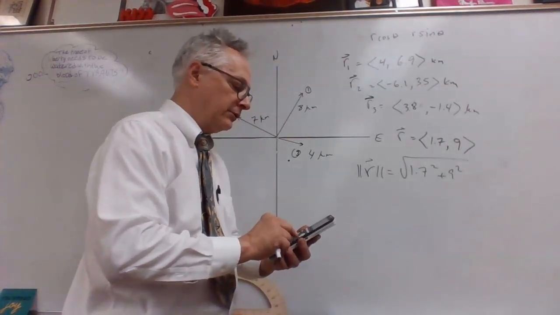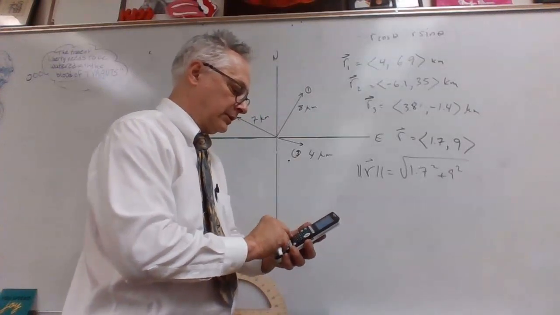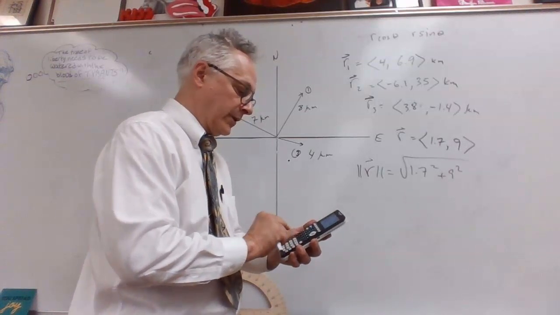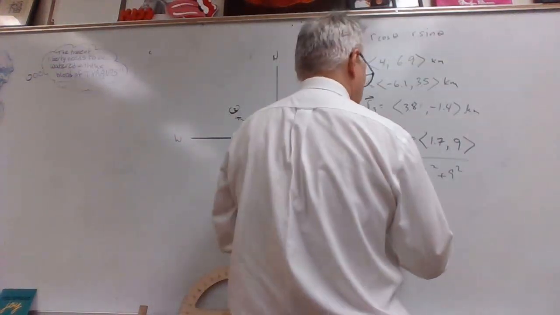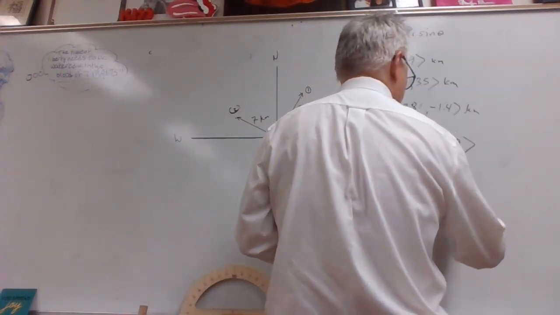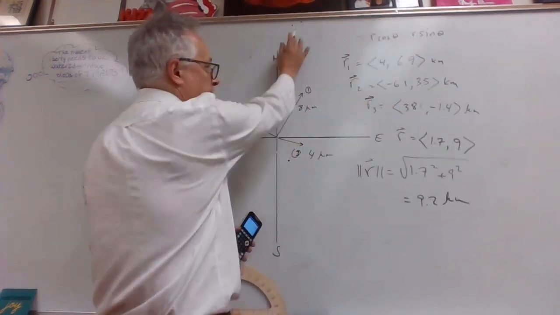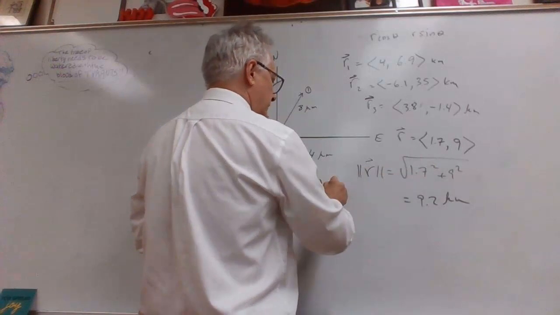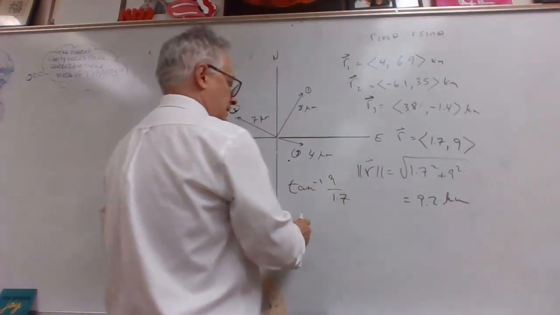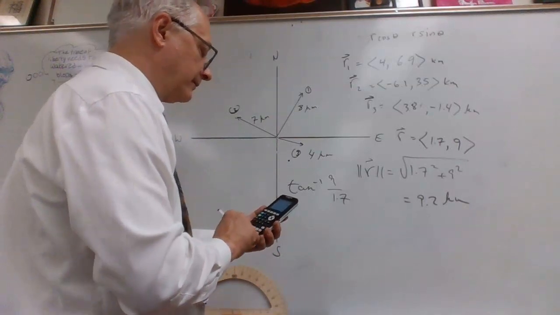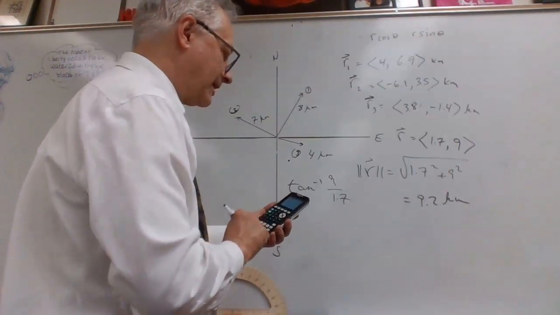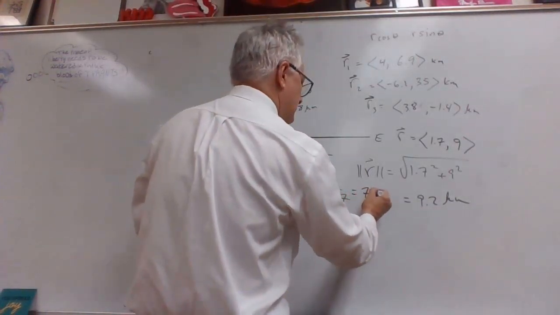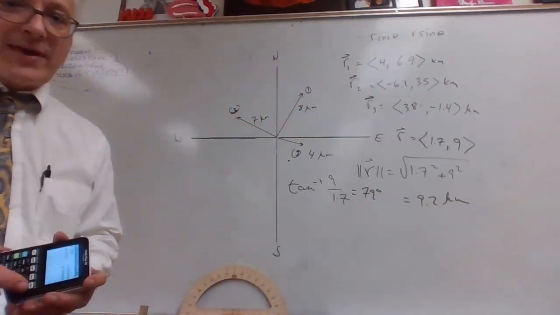Oh, what did I do wrong here? I got to clear that. So the square root of 1.7 squared plus 9 squared, and that's 9.2 kilometers. And the angle at which your resultant vector makes with the x-axis is the inverse tan of 9 over 1.7, and that's 79 degrees, so almost 80 degrees. So there are your answers for that one.